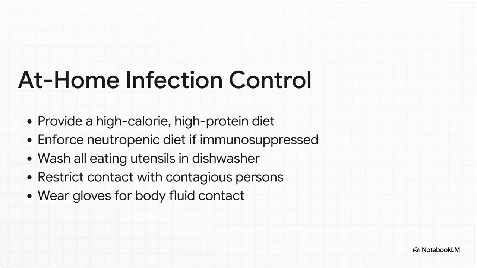But if you're immunosuppressed, they have to follow a strict neutropenic diet. That means zero fresh fruits, no raw veggies, and no raw meat. Also, no sharing utensils. Everything goes through a dishwasher to fully sanitize it. Caregivers have to wear gloves when handling diapers and obviously restrict the child's contact with anyone who's sick. Every single step here is about preventing a life-threatening infection.